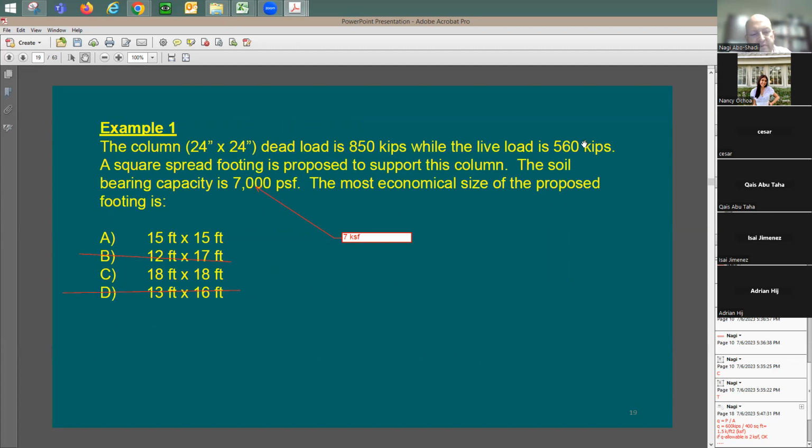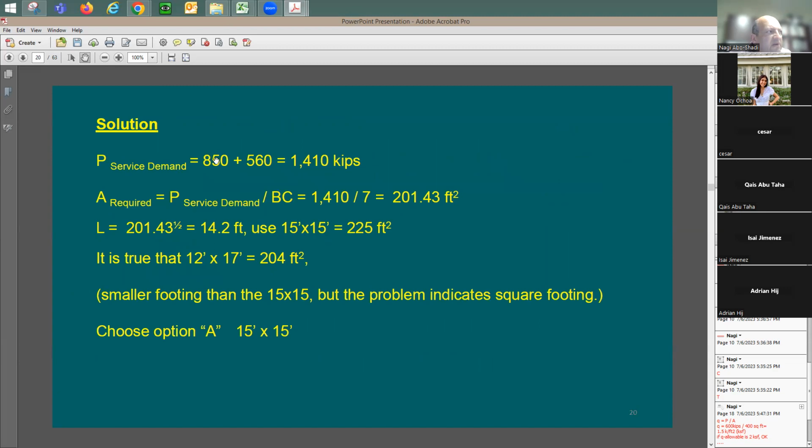No factor load. When I do the soil design, the pad size, length by width, is going to be just service load: 850 plus 560. Here is the vertical load. Your bearing capacity is 7 KSF. Divide this by 7 KSF. This is going to be the contact area needed.